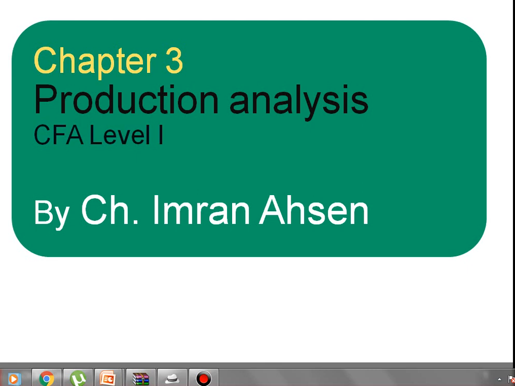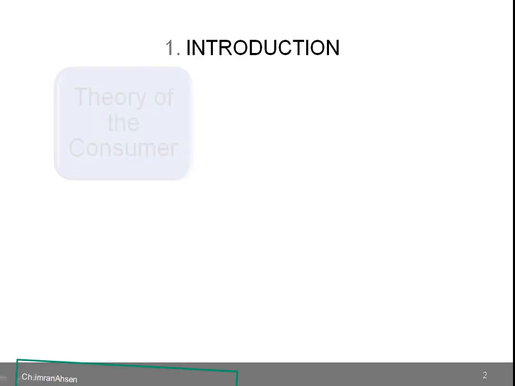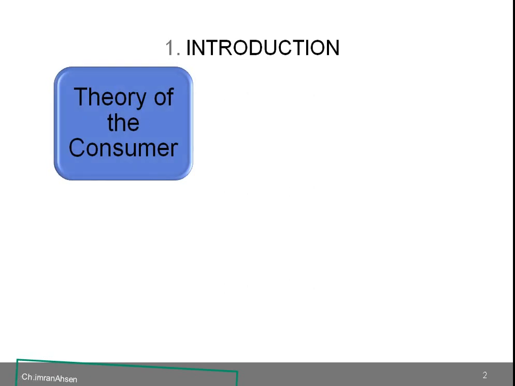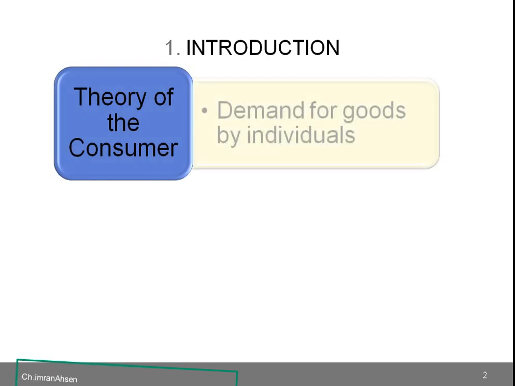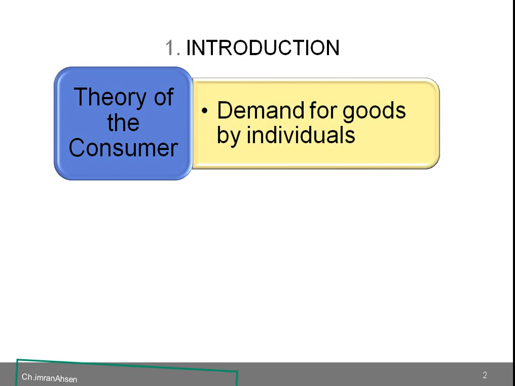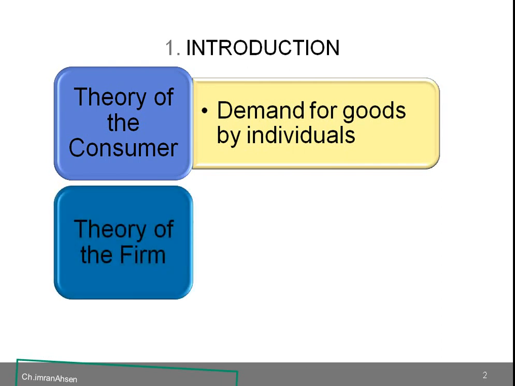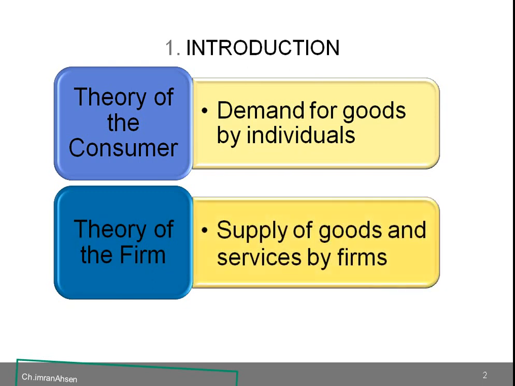This is our production analysis. So let's see what is coming. Introduction. In chapter 3F consumer, we have studied consumers' demand for goods. In chapter 3F firm, supply of goods and services by firms. So we have two sides: demand by consumers and supply of those goods by firms.